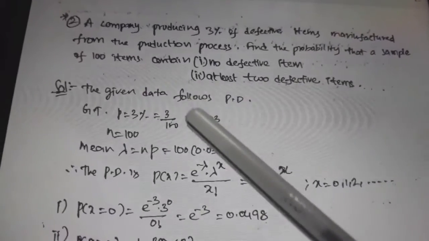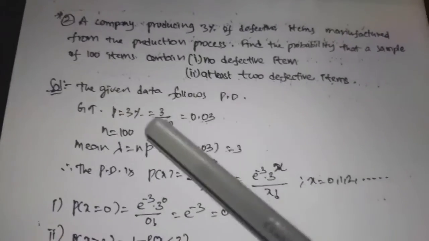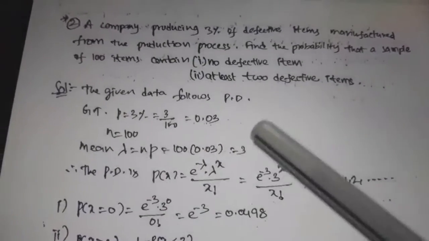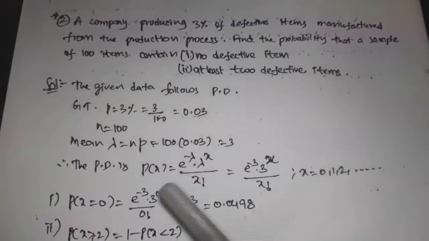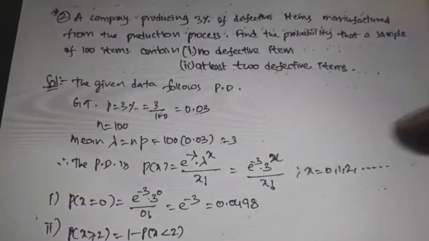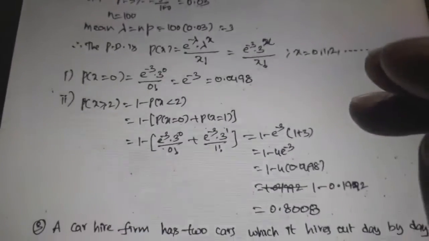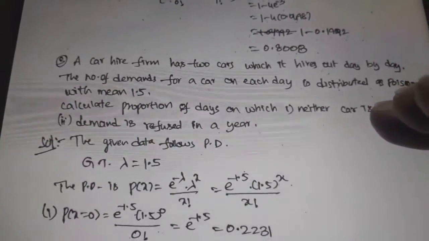So p is 3%, 3 by 100, 0.03. n is 100 here. So lambda is np, which is 3. Then the Poisson distribution function is this one. So P of x equal to 0 means this value. P of x greater than or equal to 2 is 1 minus P of x less than 2. Less than 2 means 0 plus 1. It's clear.